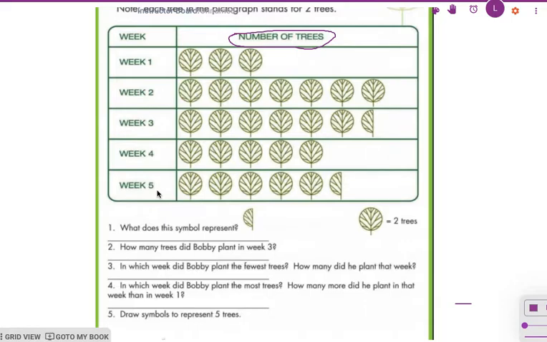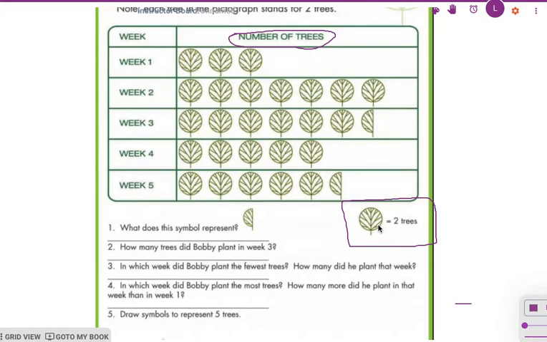But before we move on, let's take a look at the key over here. The key tells us that when you see the symbol of one tree, it actually means it's 2 trees. It represents 2 trees. So this here doesn't count as 1 tree. This counts as 2 trees.